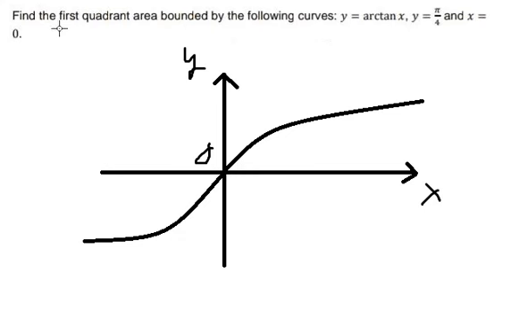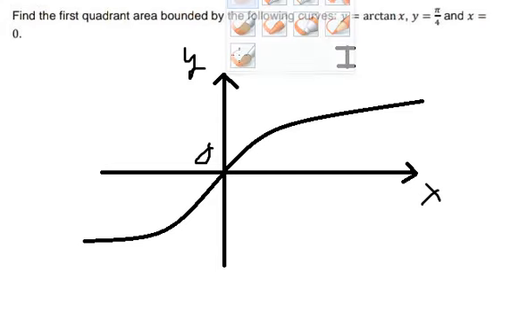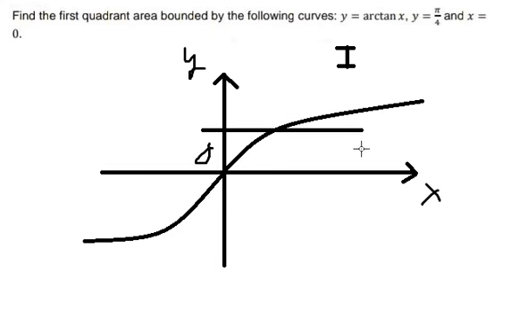Because the question wants to find the area of the first quadrant. So the first quadrant is in here. And now we have y equals π/4 and x equals 0. So x equals 0 is in here. y equals π/4 should be in here. So they want to find this area in here.